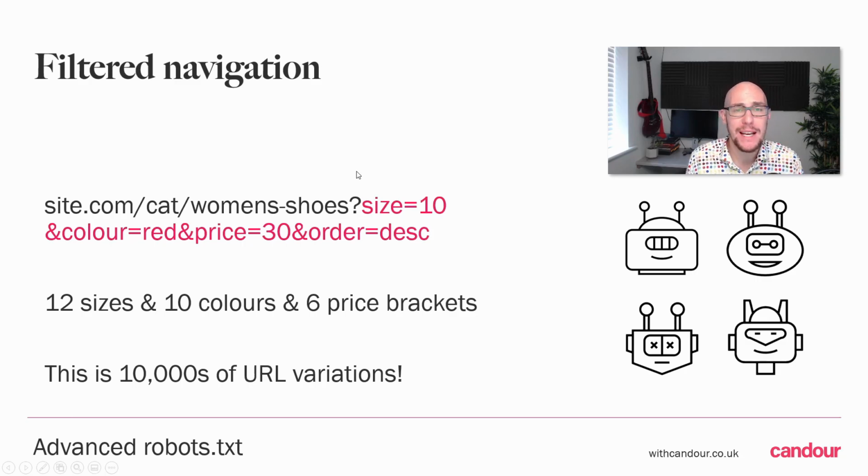So if we have even 100 products, we've now got 1 million pages, more than 1 million pages, just for these women's shoes category pages, which, as we know, we've spoken about crawl budget, this is going to cause us issues.